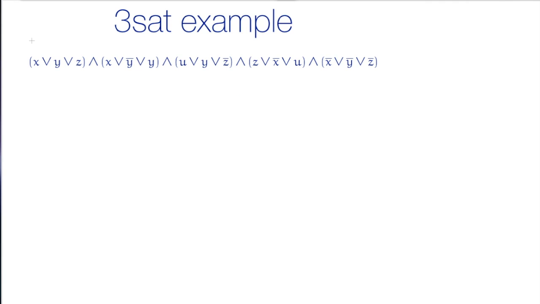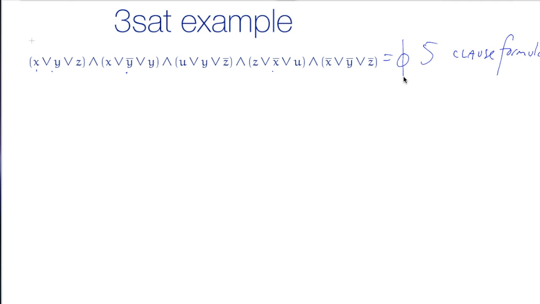Here is a formula: x or y or z, and x or not y or not y, or y, and u or y or not z, z not x, u, etc. So this is a 5-clause formula, and we often use the Greek letter phi to stand for a formula.